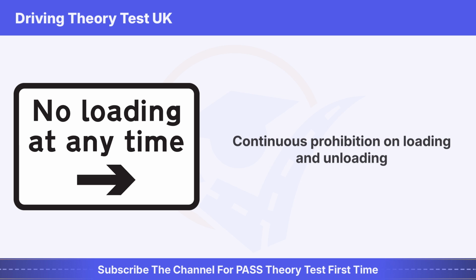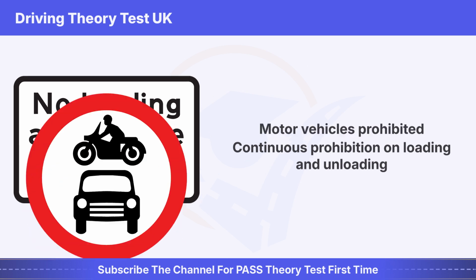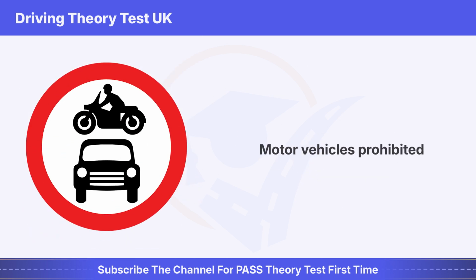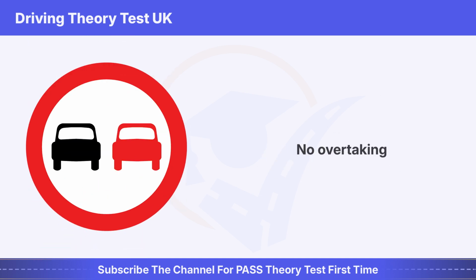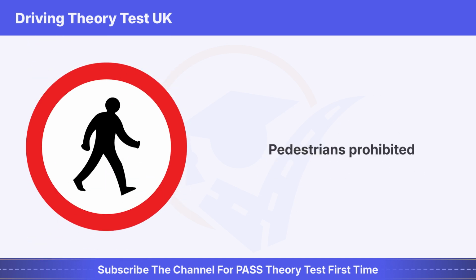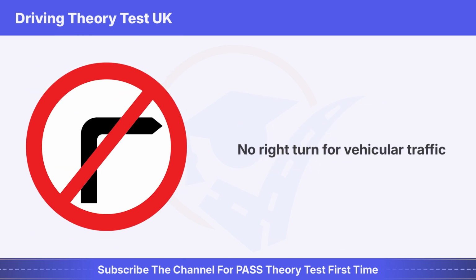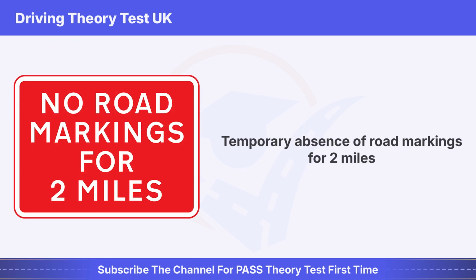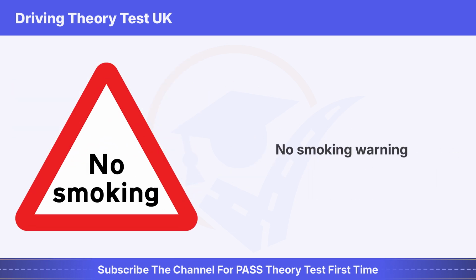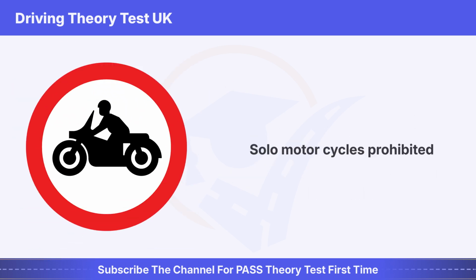Continuous prohibition on loading and unloading. Motor vehicles prohibited. No overtaking. Pedestrians prohibited. Ridden or accompanied horses prohibited. No right turn for vehicular traffic. Temporary absence of road markings for 2 miles. No smoking warning. Solo motorcycles prohibited.